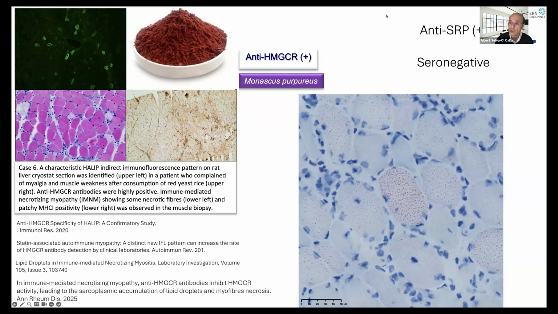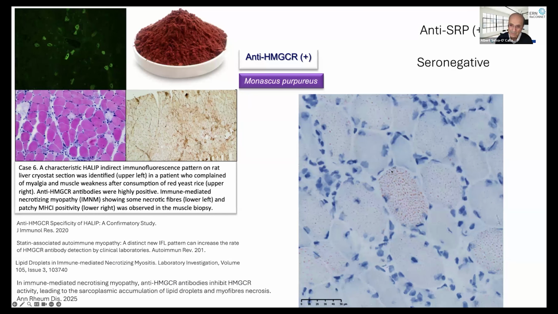It is different in those who are seronegative. It means negative for anti-SRP and negative for anti-HMGCR, and for those who are seronegative, it's mandatory for diagnosis to have a muscle biopsy. And more, these seronegative patients are those more linked to an occult cancer also. So we have to remember that point, which is important.